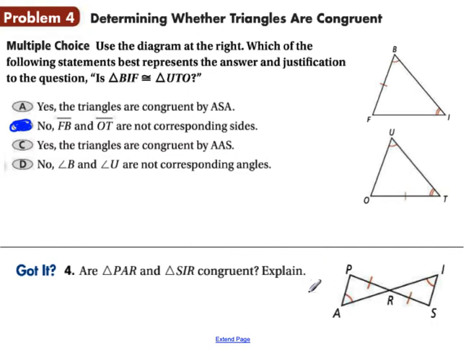Okay? How about number 4? Are triangle PAR and SIR congruent? PAR and SIR? Well, we have angle A congruent to angle I, so those two correspond. And then we have side SR is congruent to side PR, and those two correspond. So you might want to just take a look at P and R, those two correspond, these two correspond. So we have an angle and a side.